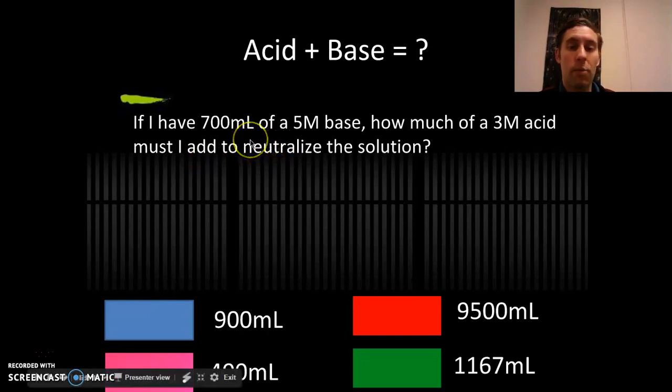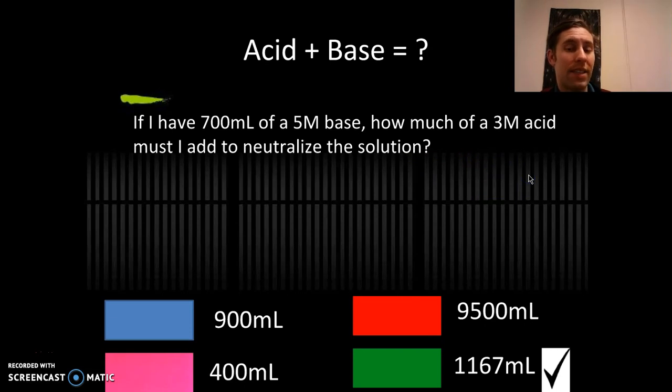The moles of the acid and the moles of the base will be even in the end, so we have no extra H pluses and no extra OH minuses. They all even out. That's how M1, V1, M2, V2 works with acids and bases. You've got to get the right volume of our acid here to make them even, which when you run the numbers should get you 1,167 milliliters. Hopefully you got that right.